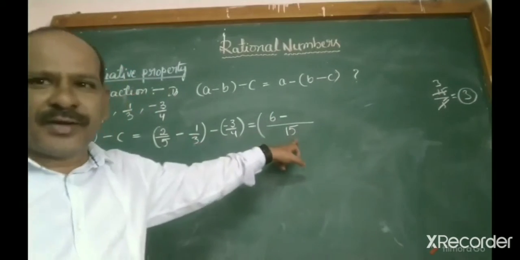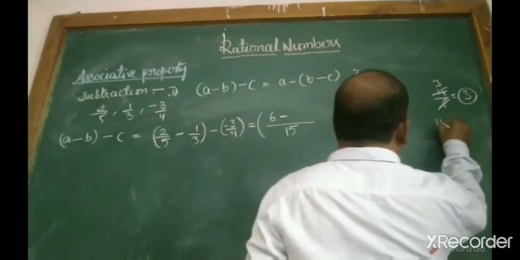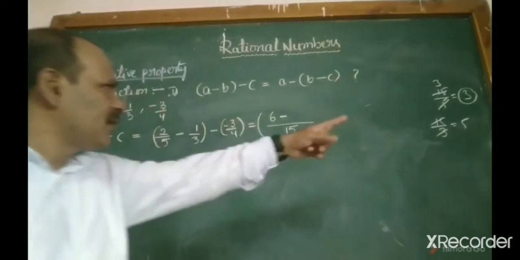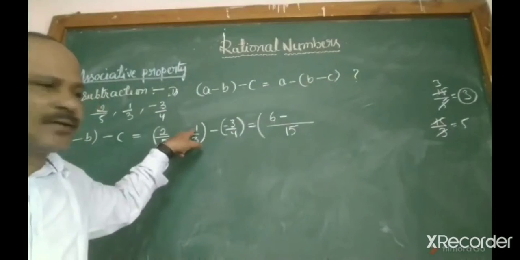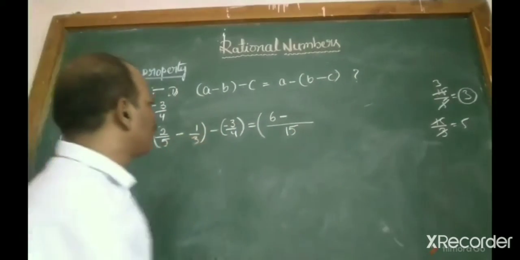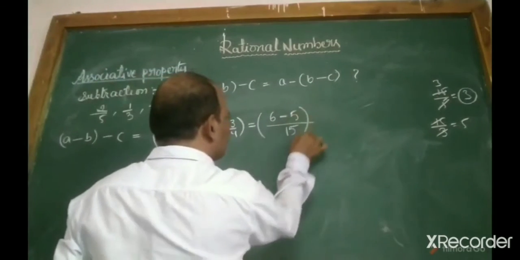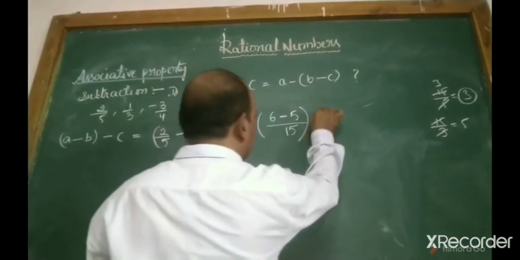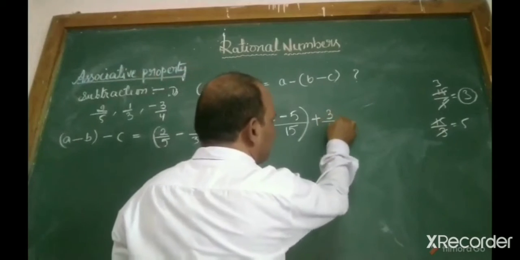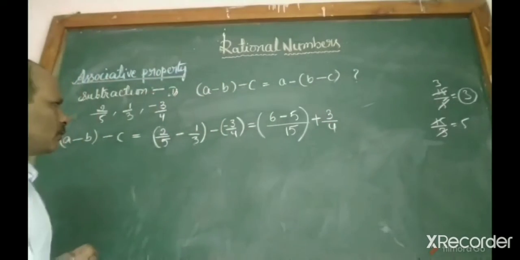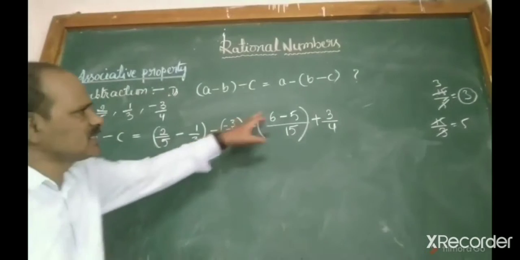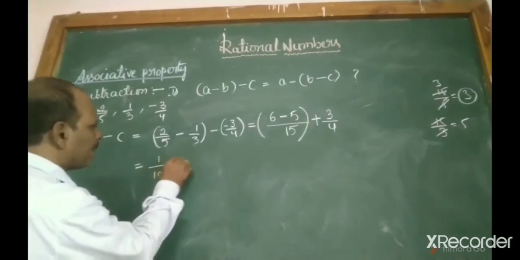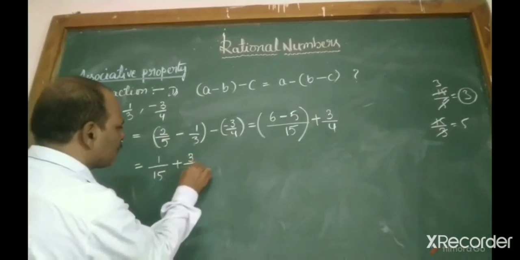3 how many times in 15? 15 by 3, 5 times. That 5 into the corresponding numerator, the 5 into 1, 5. Close the bracket. Minus of minus, minus into minus is plus 3 by 4. Now next step, 6 minus 5, 1. 1 by 15 plus 3 by 4.